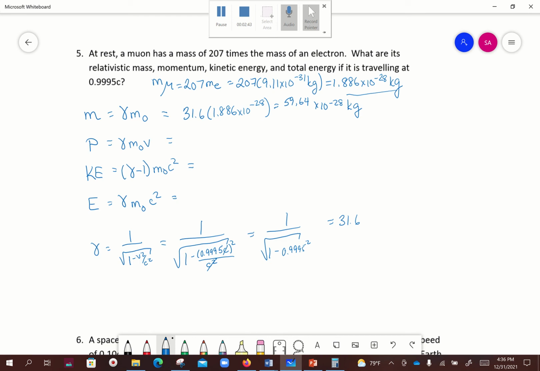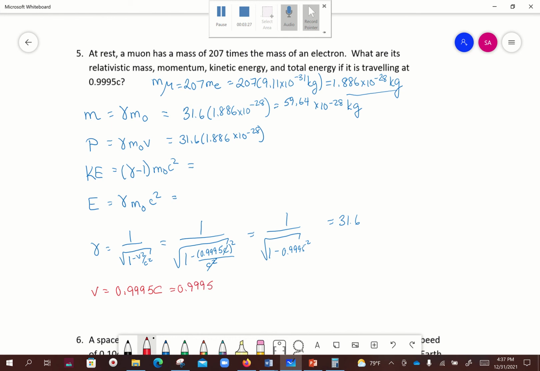How about momentum? Momentum is going to be equal to gamma times m0, so it's basically the same as what we had up above, times the v. And to get the v this time, now I need to calculate what the speed is in meters per second. Okay, so it's going to be gamma 31.6 times m0, 1.886 times 10 to the minus 28 times v, and v, I'm going to do in red down at the bottom. V is equal to 0.9995 times c.